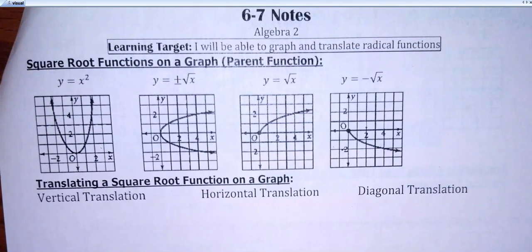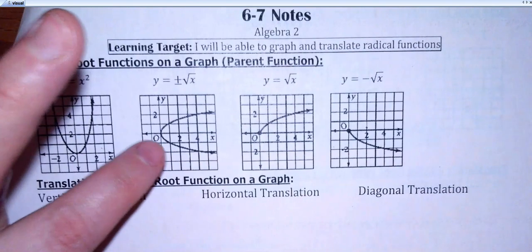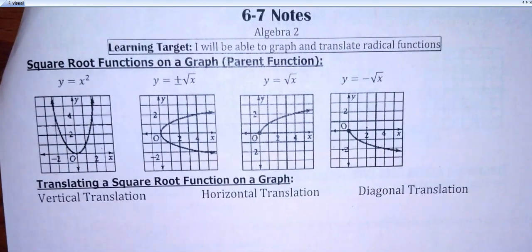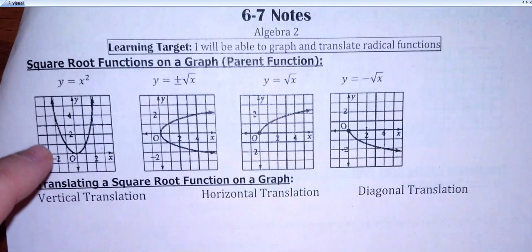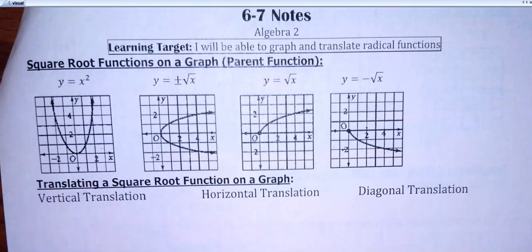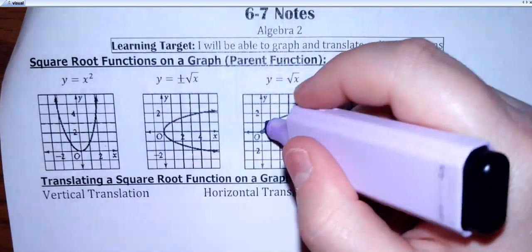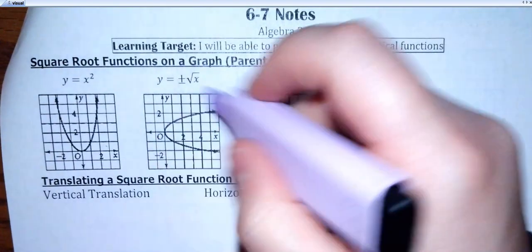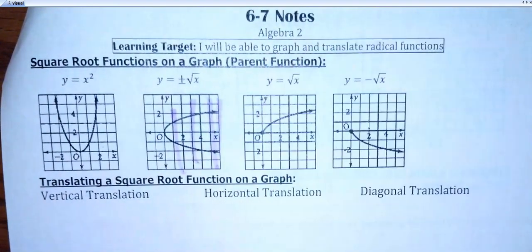So just in general, just to show you this, this is a regular y equals x squared. That's a parent function for a quadratic. Square root is actually the inverse of that, so it's just flipping that over the line y equals x. And then again, like I mentioned, just so it becomes a function, because this is not a function. It fails the vertical line test in a million different places.